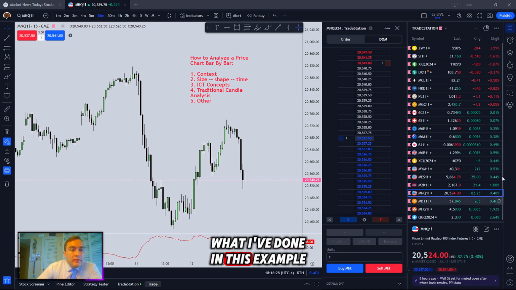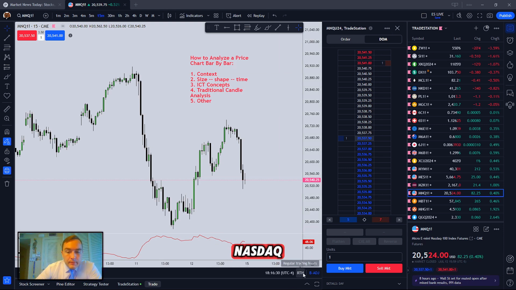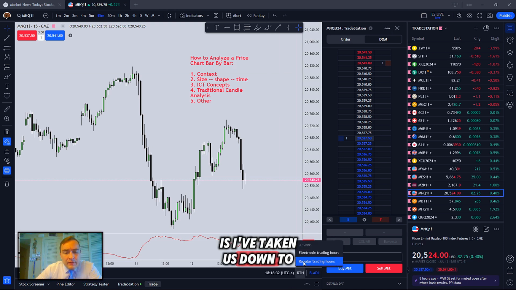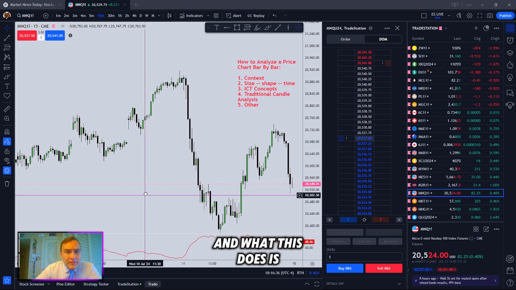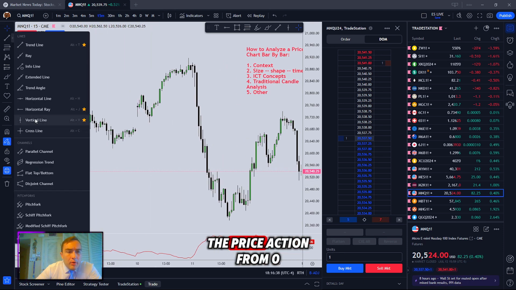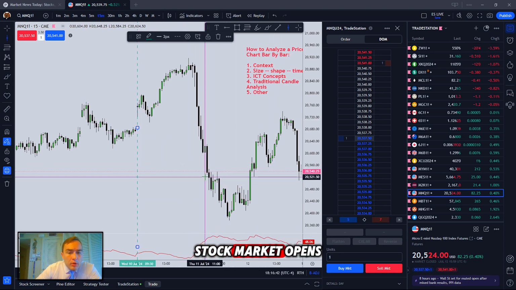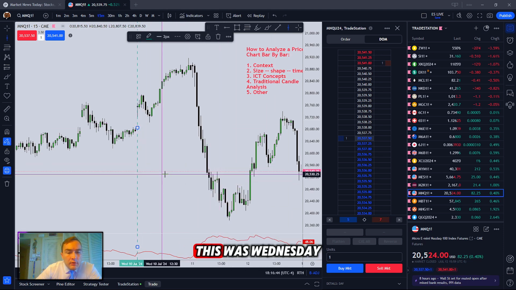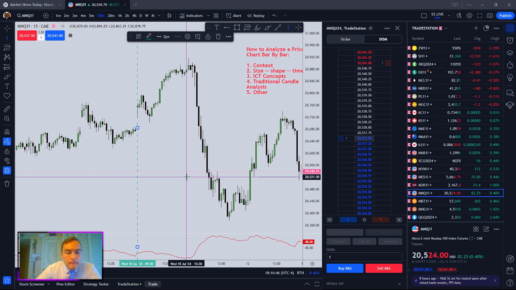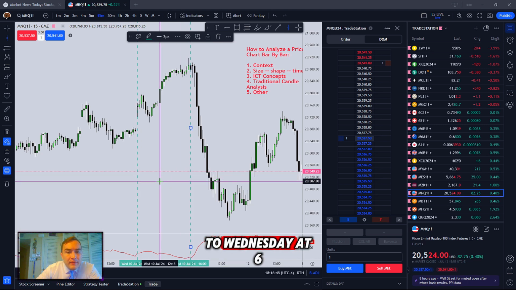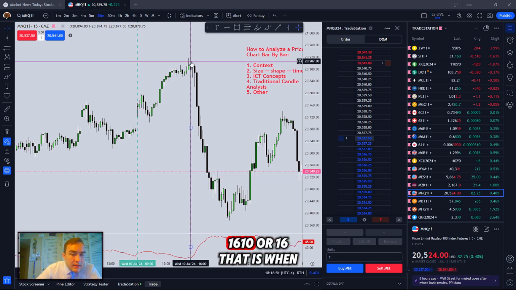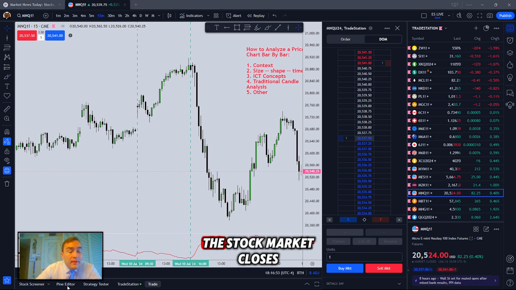So what I've done in this example here on the micro NASDAQ is I've taken us down to the regular trading hours here on the bottom right of the screen. And what this does is it's only going to show you the price action from 0930 New York local time when the stock market opens. So this was Wednesday. It's going to take you up to Wednesday at 1610 or 1600. That is when the stock market closes. In other words, it's only going to show you when the stock market is open.